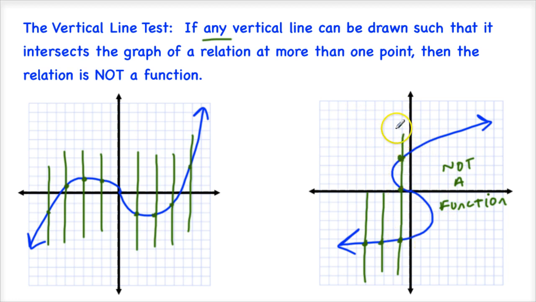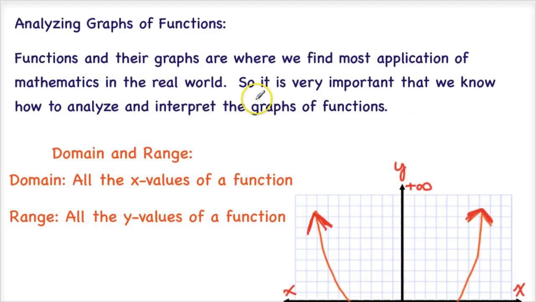So there's the way to tell from a mapping, the way to tell from the sets of ordered pairs, from the equation, and then now from the graph. So those are different ways that you can tell whether or not a relation is a function. But now, once we have a function, we're going to want to interpret the graph of it. So functions, a lot of times what we're going to use them for are to model real-world data.